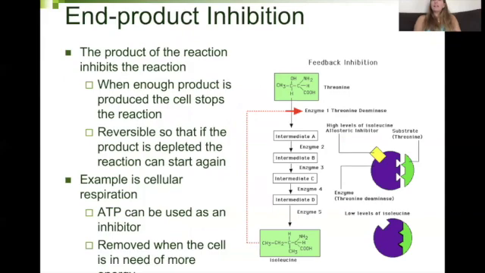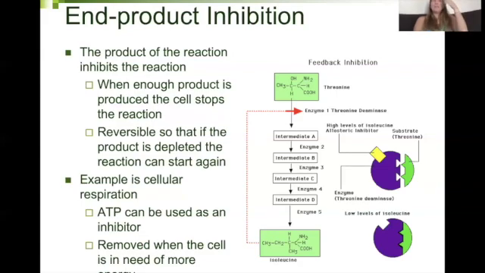We have this idea of end-product inhibition. End-product inhibition is where the product that is being made acts as an inhibitor in that reaction. All right, that's kind of confusing, but let's think about it this way. Often we see this in cellular respiration, and the end product of cellular respiration is ATP.